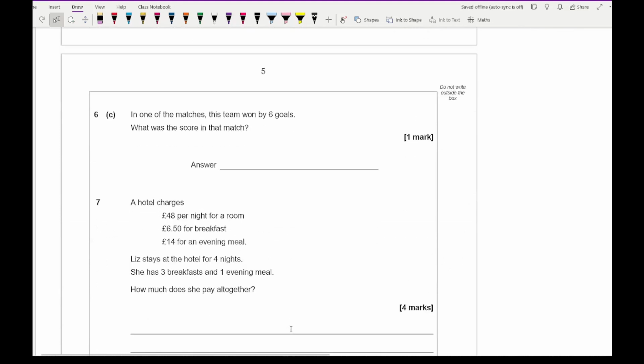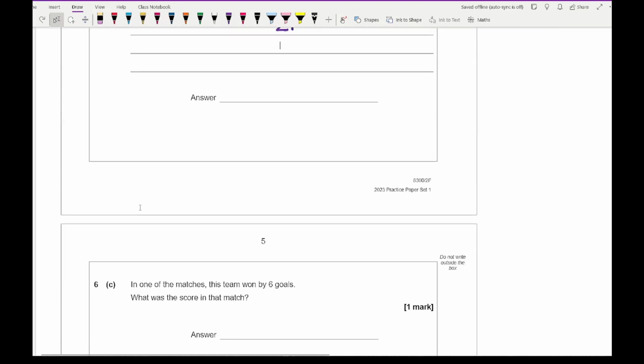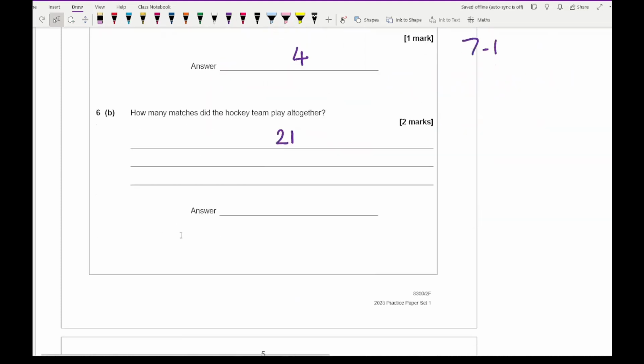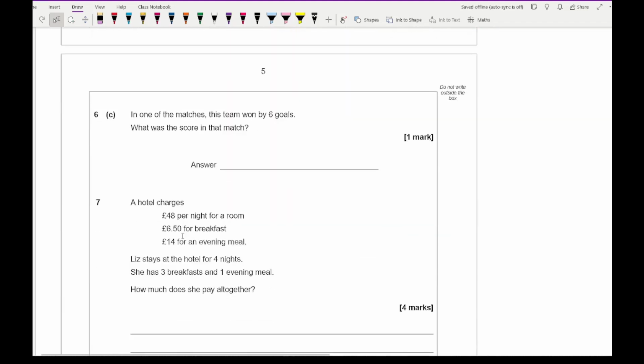Then for C, it says in one of the matches the team won by 6 goals. What was the score in that match? So if they won by 6 goals, the only way you can win by 6 goals is if you win 6-0 or 7-1. As they didn't score 6 in any games, the score must have been 7-1.